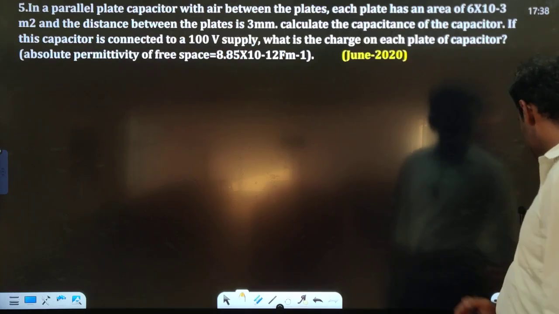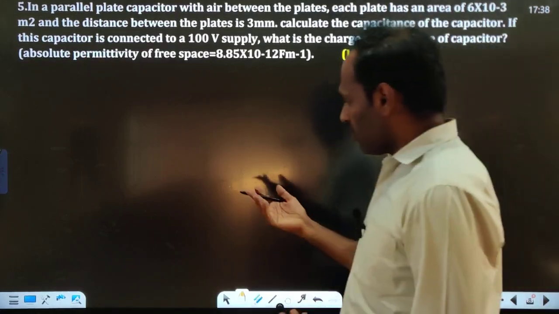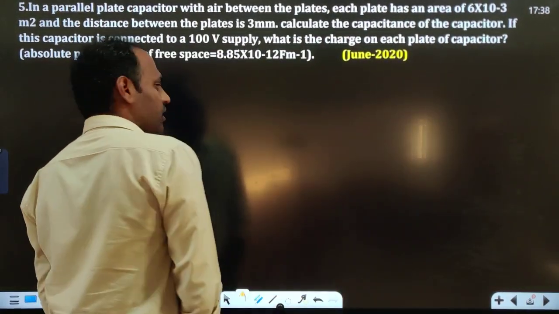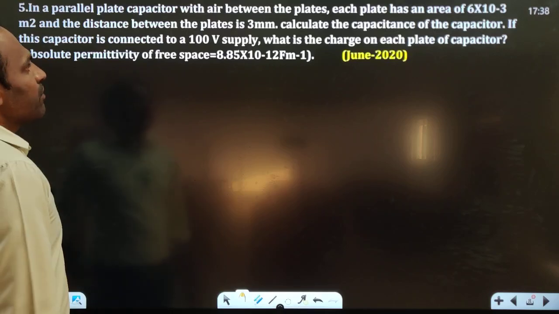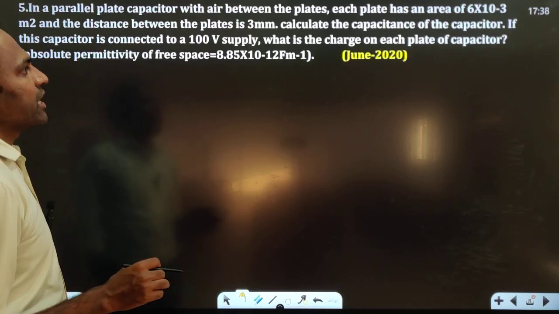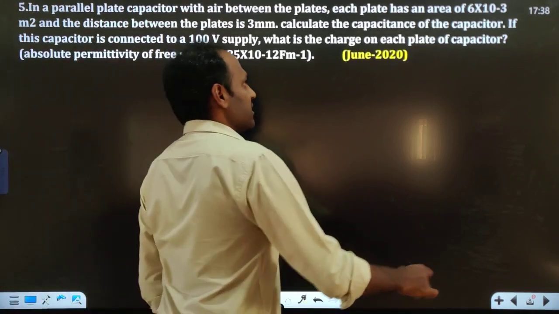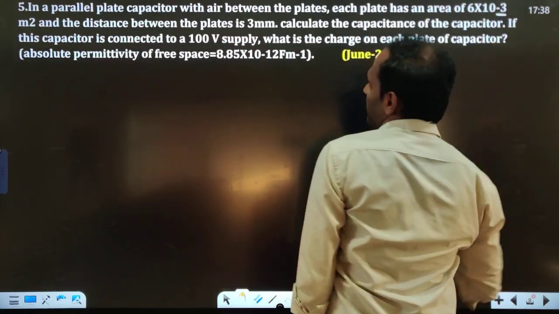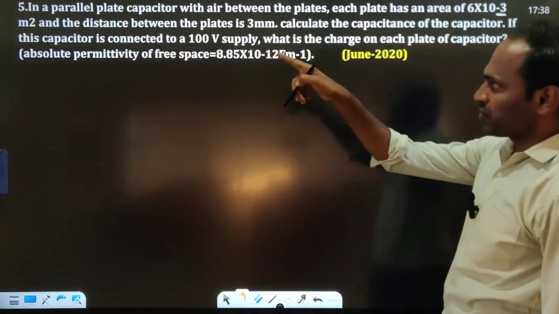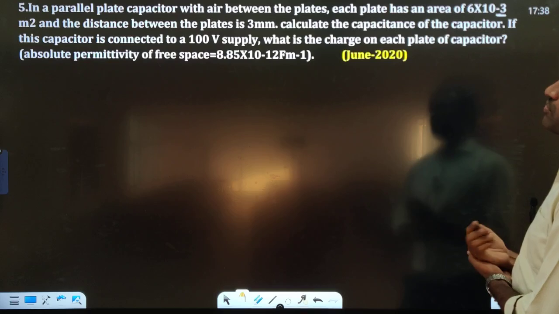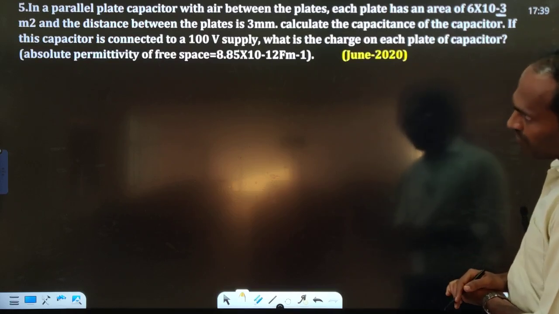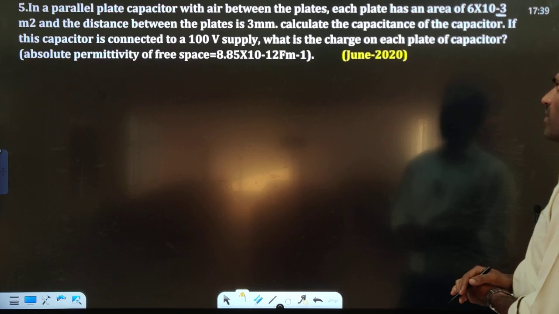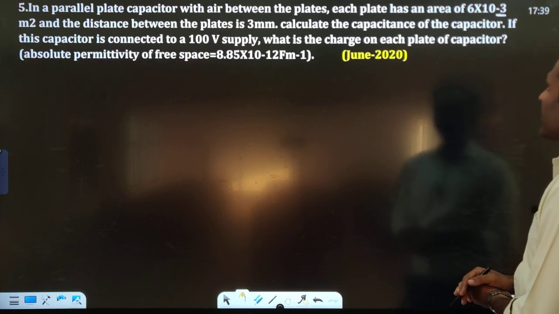Well, we'll go to the next question then. Now these questions are on capacitor. See, in a parallel plate capacitor with air between the plates, each plate has an area of 6 into 10 to the power minus 3 meter square, and the distance between the plates is 3 mm. Calculate the capacitance of the capacitor. If this capacitor is connected to 100 volt supply, what is the charge on each plate of the capacitor?